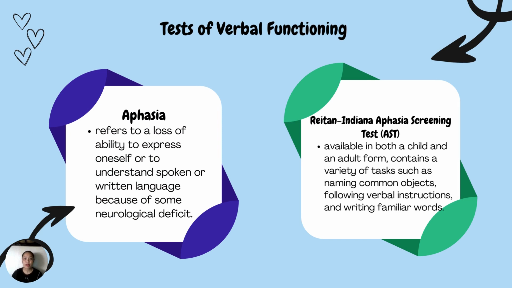Tests for verbal functioning. Now, aphasia refers to a loss of ability to express oneself or to understand spoken or written language because of some neurological deficit. Now, the Indiana Aphasia Screening Test, or the AST, is available in both a child and an adult form, and contains a variety of tasks such as naming common objects, following verbal instructions, and writing familiar words.